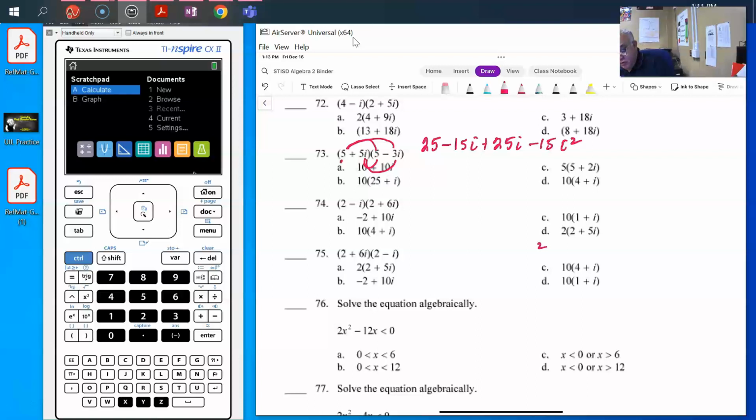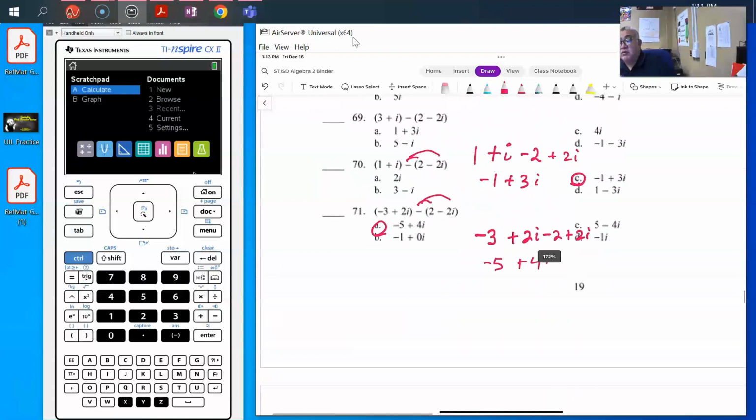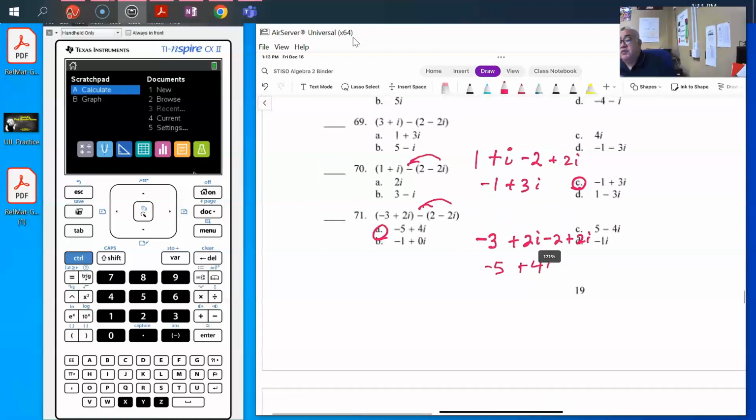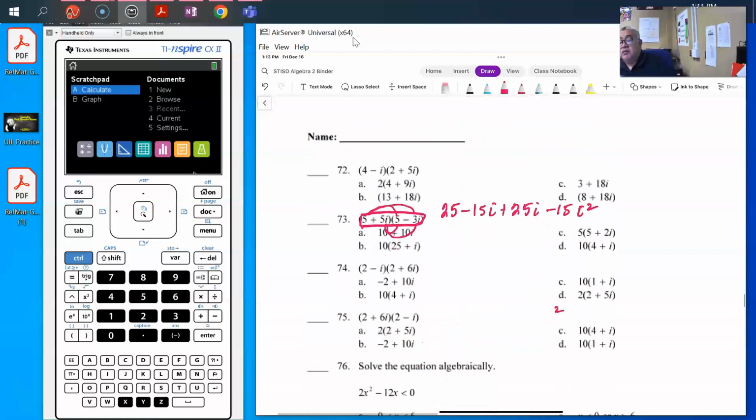Okay. We're multiplying. So when they're close to each other, that's multiplication. Now, the other examples, we were simplifying, we were adding or subtracting because there was a minus or a plus. So some of you are getting confused.